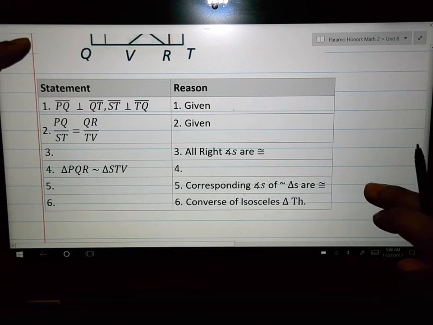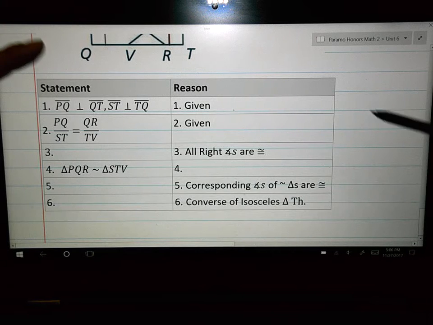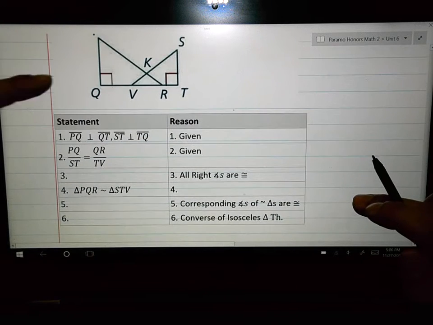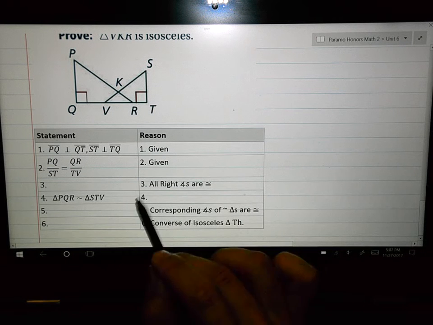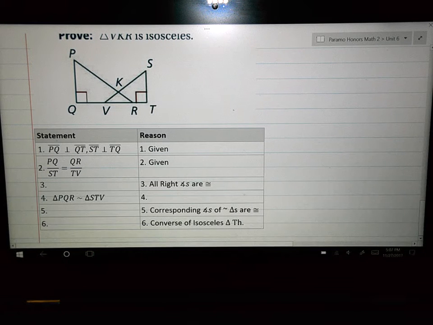Okie dokie. So let's just see what you got. These two things were given to us. I'm going to shrink that down right there for this picture. And then it says all right angles are congruent. Like, we got to do something with that.